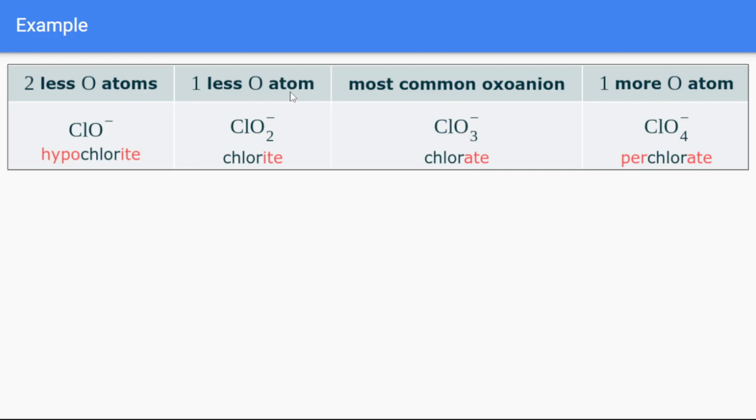The form that has one less oxygen, ClO2, is called chlorite. We change the ate to ite. And then if there are two less oxygens, we call it hypochlorite. Now remember, our most common form is chlorate. If there's one more oxygen than chlorate, we call it perchlorate. We give it a prefix of per and we keep the ending as ate.